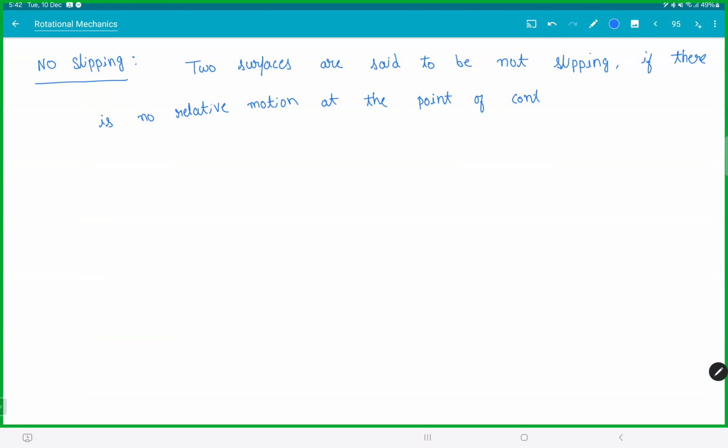Simple definition: if two surfaces are touching and you say they're not slipping, what it means is simply that at the point of contact, they have the same velocity. Generally, people have this misconception. When you say no slipping, they think it is not moving. Others, do keep your cams on.